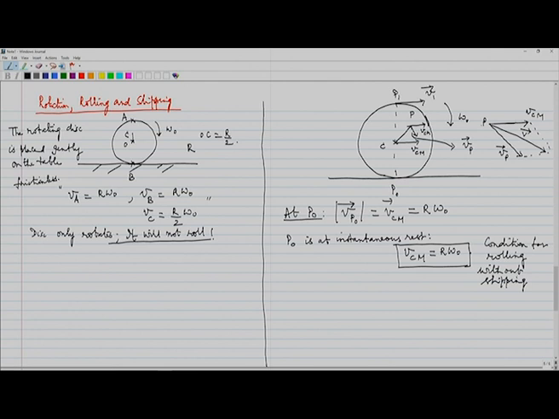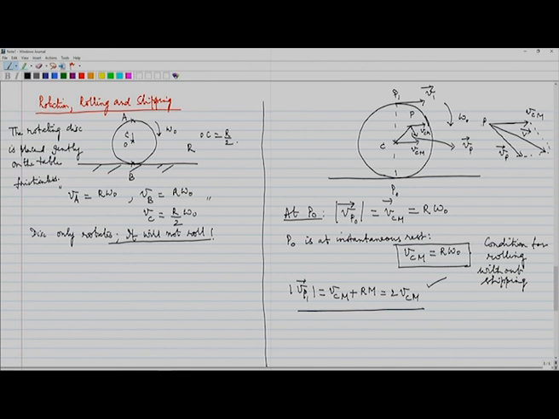Okay. What about the instantaneous velocity at P1? The velocity at P1 is equal to the velocity of the center of mass plus R omega. Therefore, this will be equal to 2 times V of CM. This is again for rolling. It will have a center of mass velocity as well as the linear velocity, and the linear velocity is the same as R omega. Therefore, it is twice V CM.